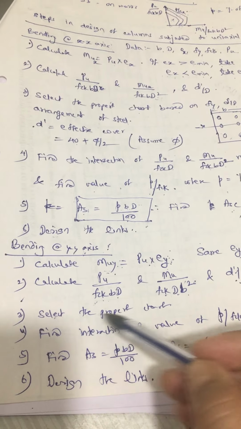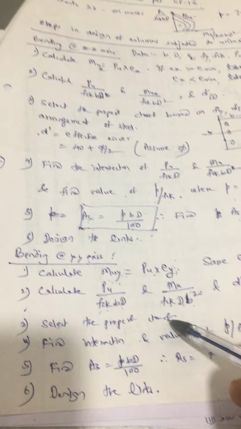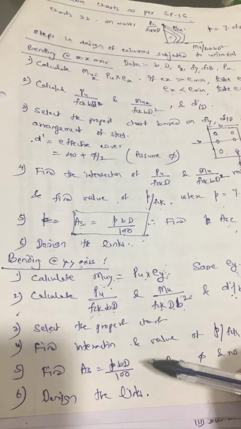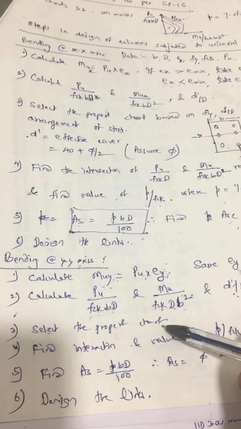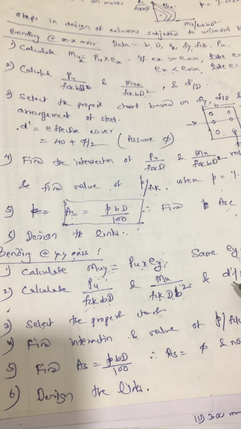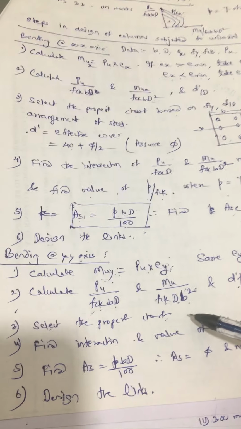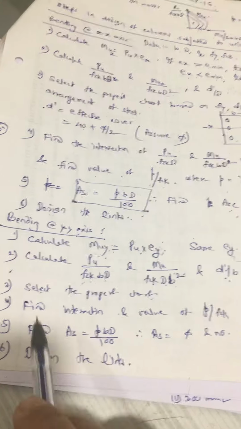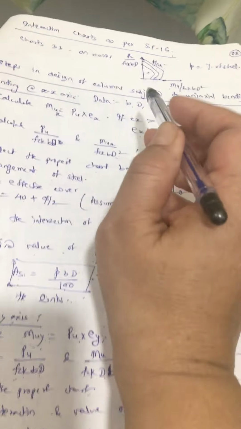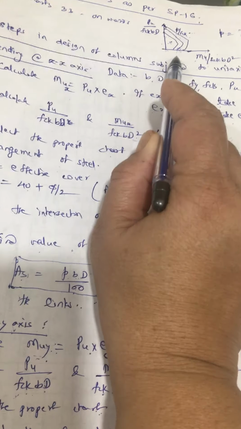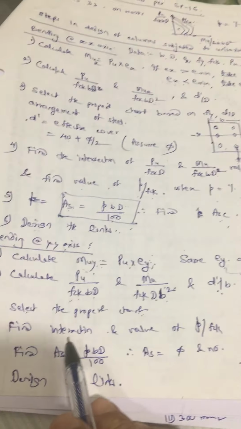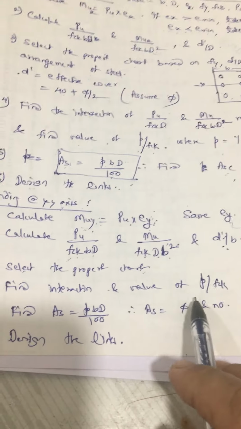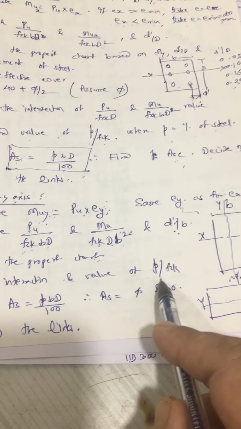So based on that, we have to select the proper chart. Once you select the proper chart based on the grade of the steel, based on the value of D dash upon B, and based on the decided arrangement of steel, again you have to go and find the intersection point. That intersection point will give you the value of P upon FCK.